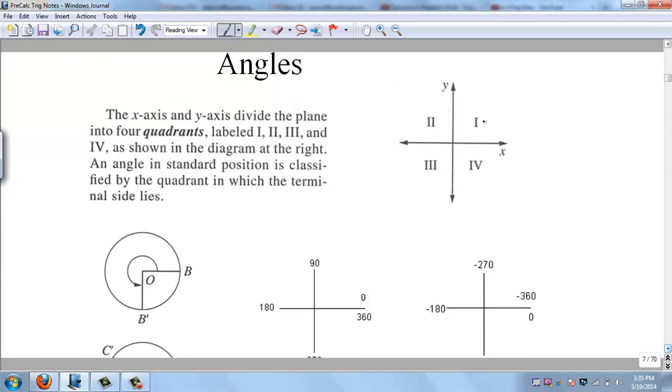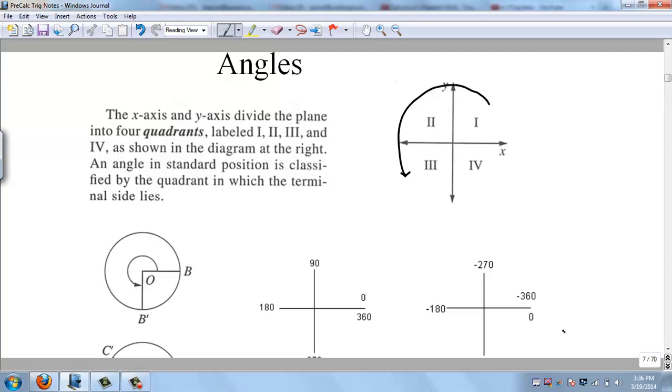And the quadrants are named and they go this way, which is counterclockwise, and we use Roman numerals 1, 2, 3, and 4. Okay? An angle in standard position is classified by the quadrant in which the terminal side lies. So wherever the angle ends, that's a second quadrant angle, or a first quadrant angle.